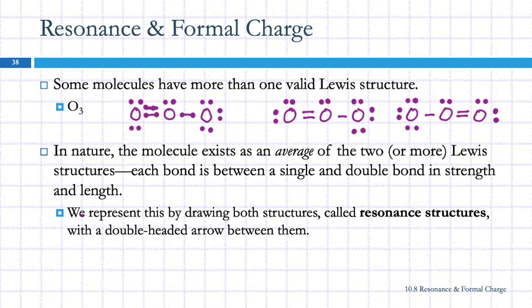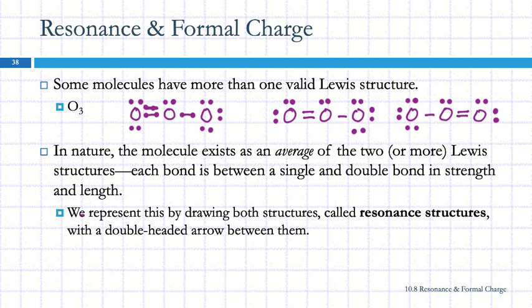Well, how can it have 2? It can't. It turns out that the actual molecule exists as an average of these 2. If we look at the ozone molecule, we find out that the bonds between these two oxygens, that bond and this bond, they are identical. There's not a double and a single. There's 2 identical bonds. So what's really existing is sort of an average of the 2 of those.